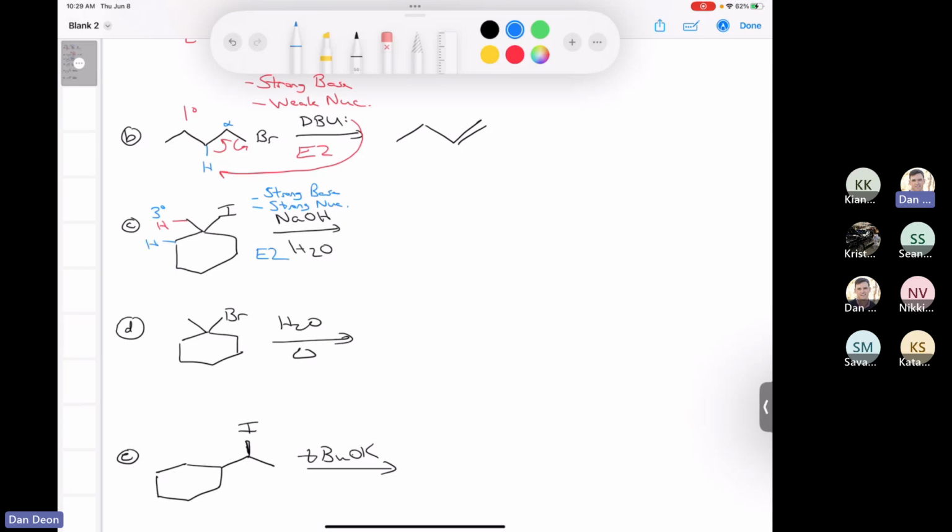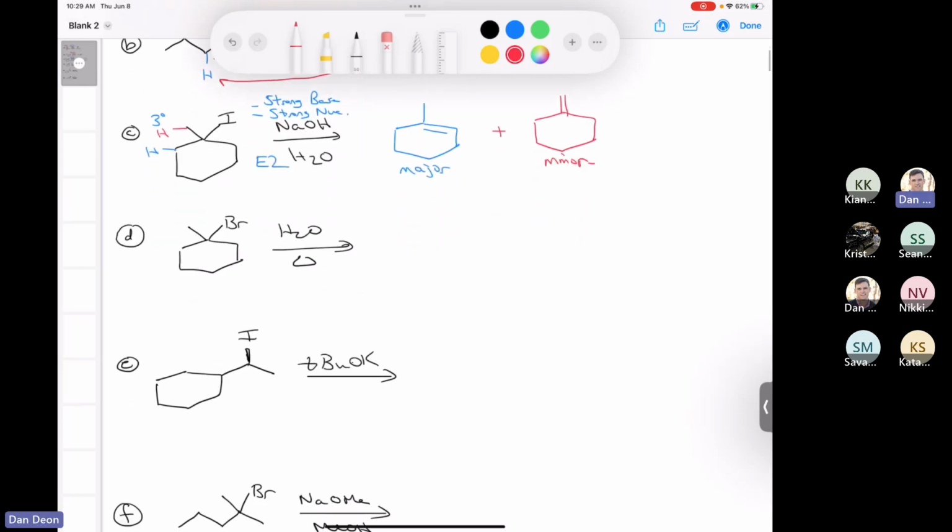If we rip off the blue proton, we get the Zaitsev product, and this would be the major product. And if we pull off the red proton, we get the Hofmann product, which would be the minor product. So minor product there. The next one was the one I was reading before. So we have water, which is a weak base and weak nucleophile. And we have a tertiary substrate.